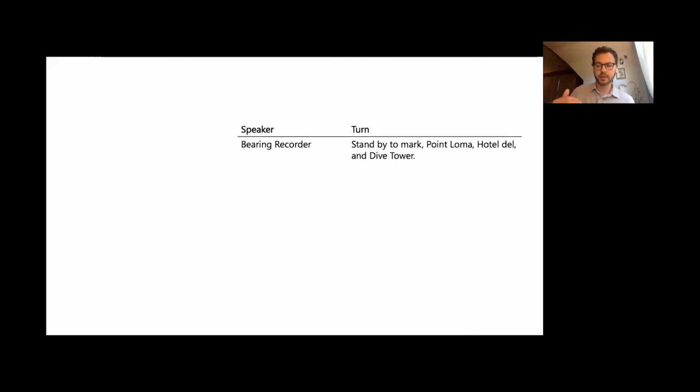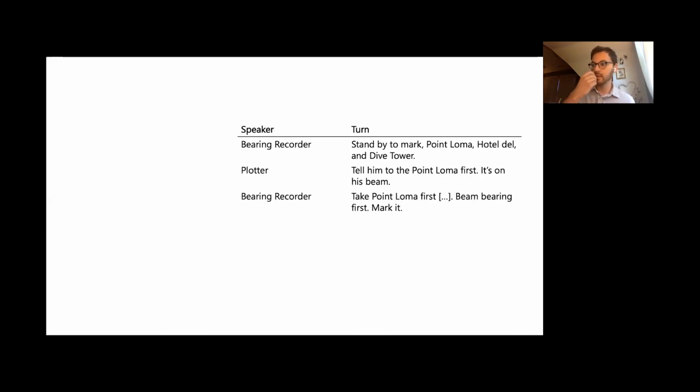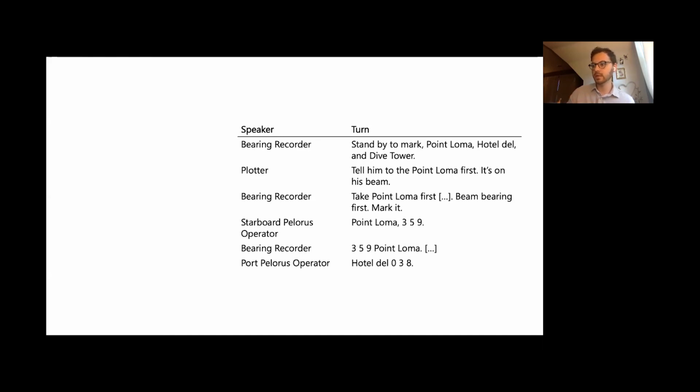And so we can see how this unfolds when we look at a record of one example of talk on some of these teams, a very brief one. So here we have the bearing recorder introducing what the landmarks are that they're going to be taking bearing measurements from. The plotter tells which landmark to take first, the Point Loma one in this example. The bearing recorder repeats this information and then tells the Polaris operators to actually take the bearing. So that's what "mark it" means. The Polaris operator takes his bearing measurement, relays that back to the other members of the team. Bearing recorder records that. The other Polaris operator does their bearing as well.